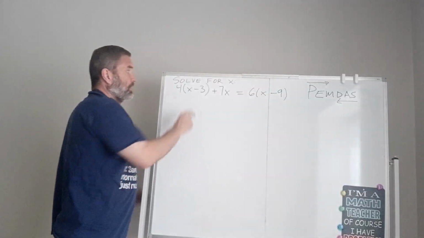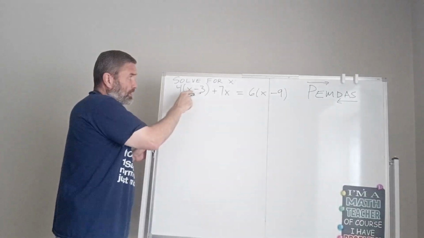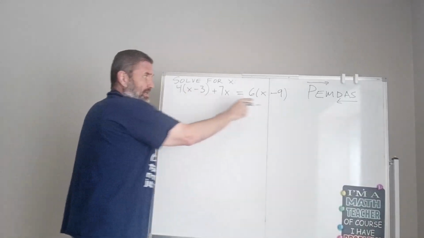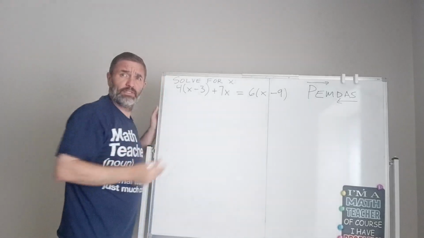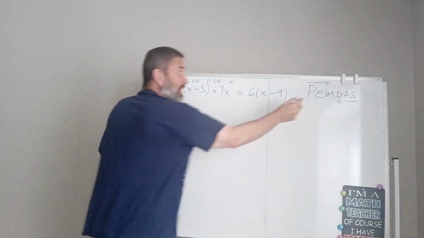What's a like term? The terms have to have the same variable, and those variables have to have the same exponent. This has an x, this doesn't. This has an x, this doesn't. I don't have any like terms in the parentheses. I can't combine either one. So next I go to exponents.